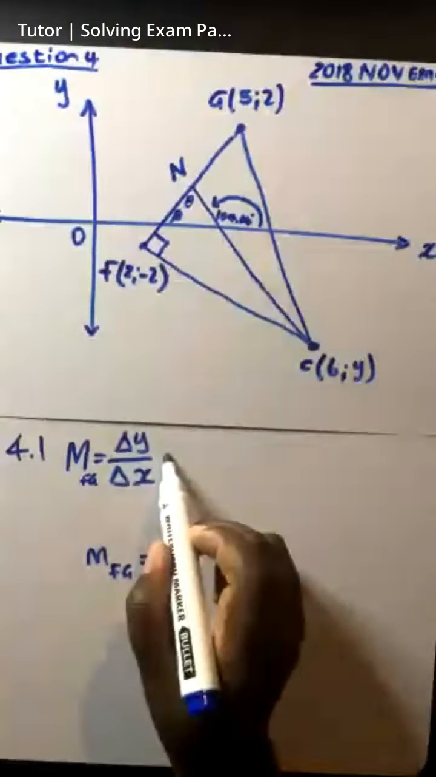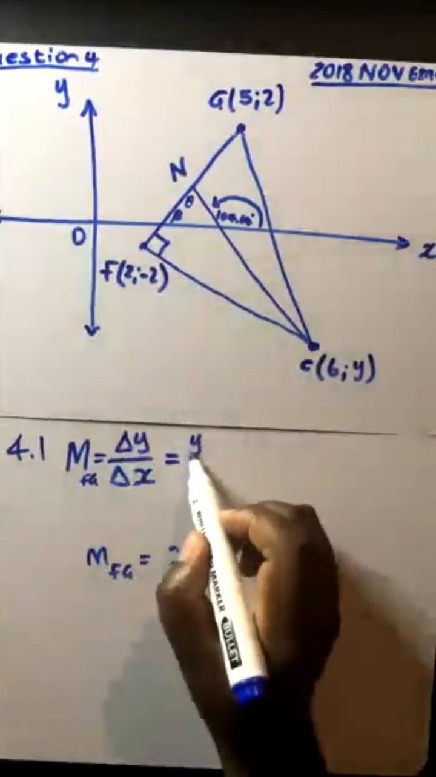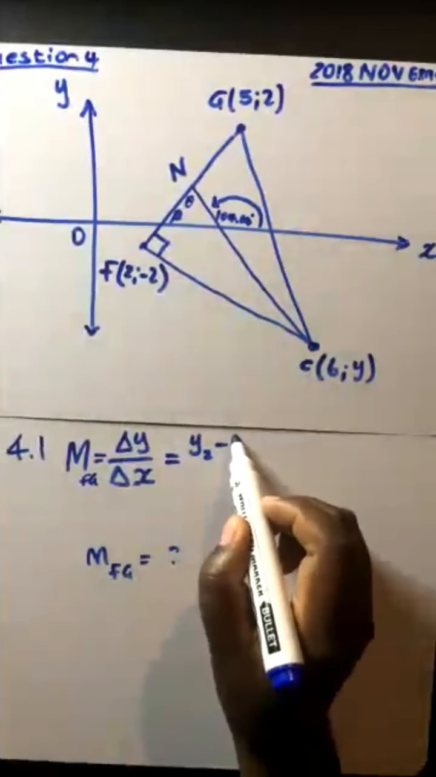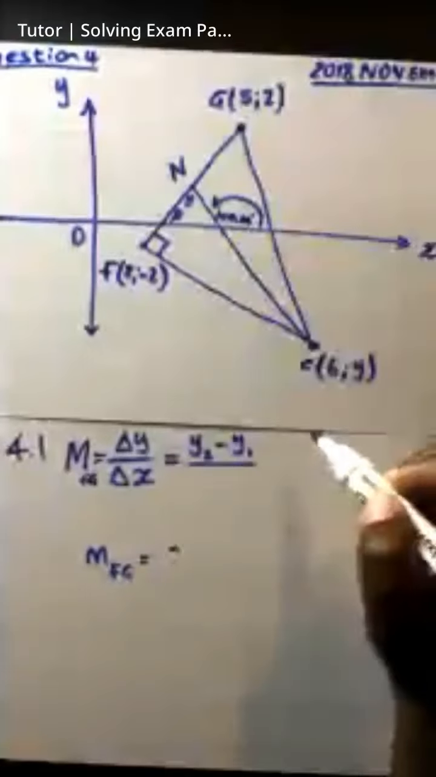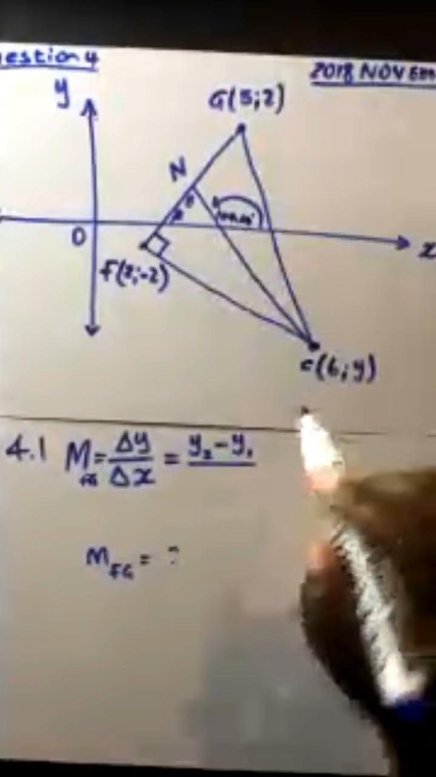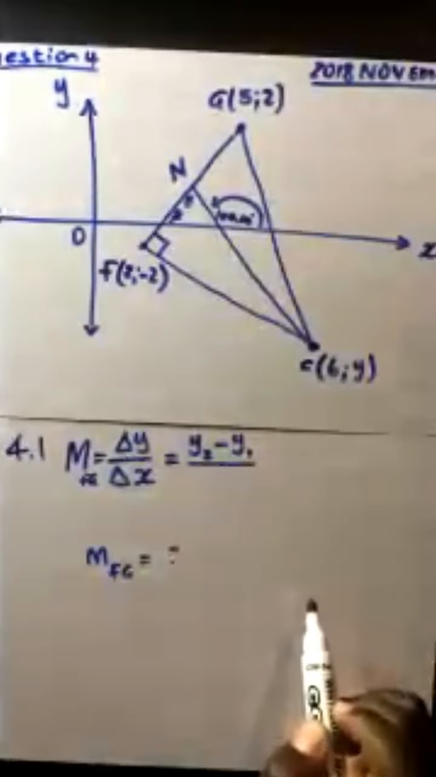So obviously, when we expand this formula, change means second minus first, or final minus initial if it was a lesson of physical sciences. So in this case, we are saying change of y.